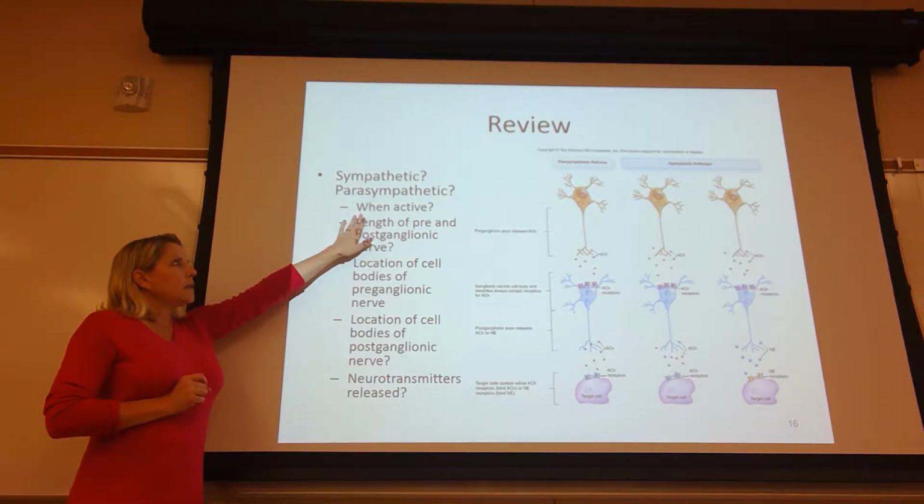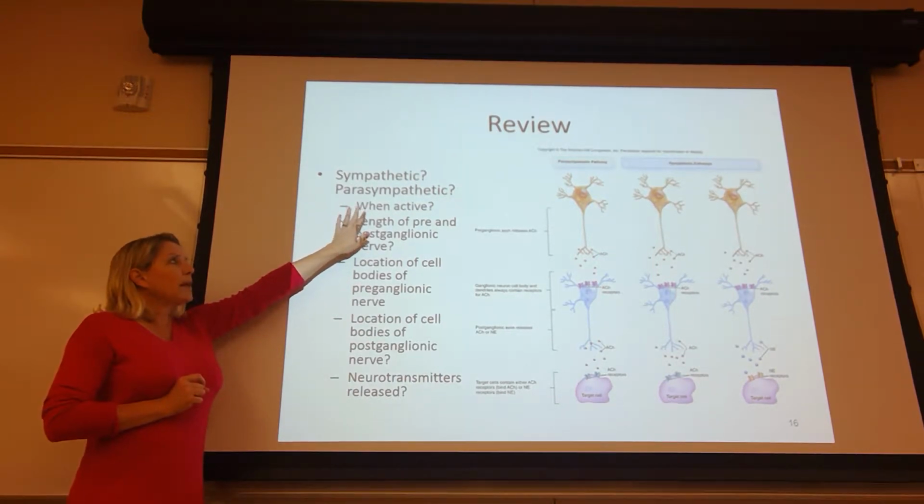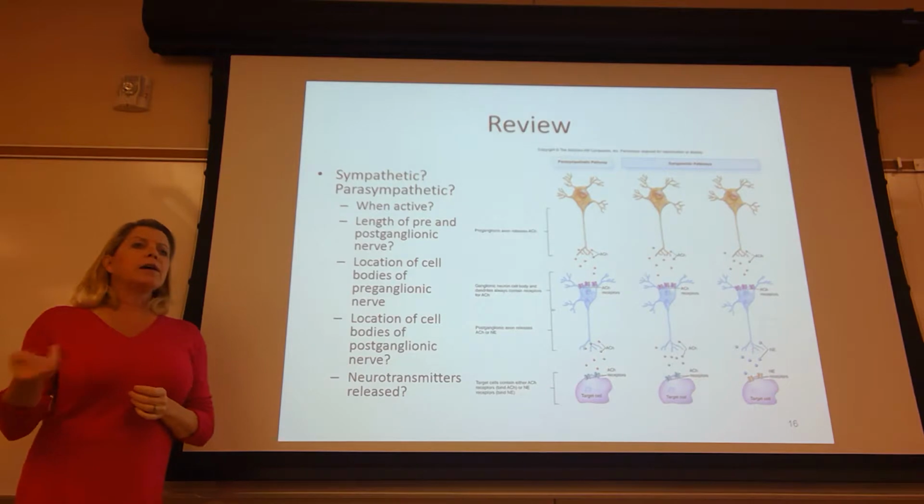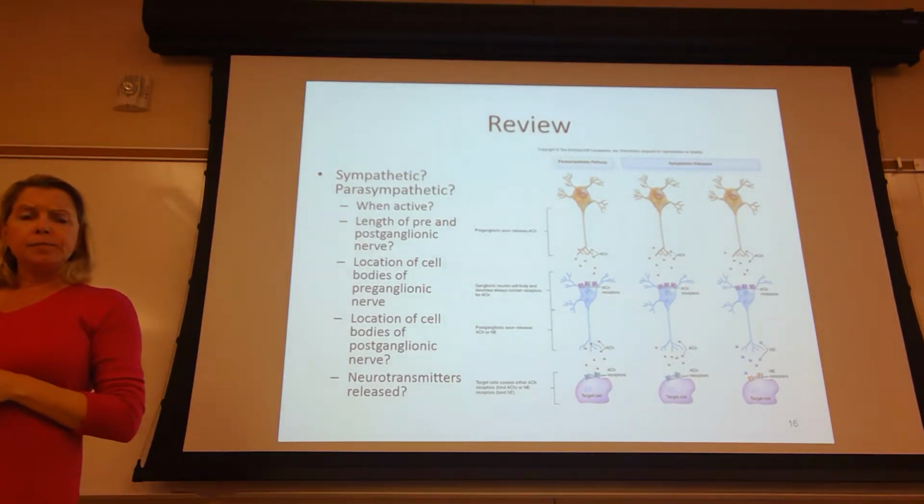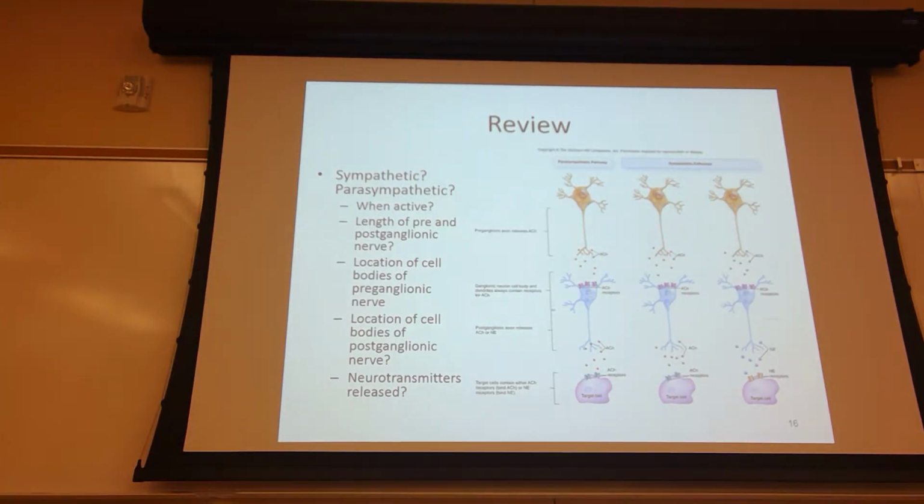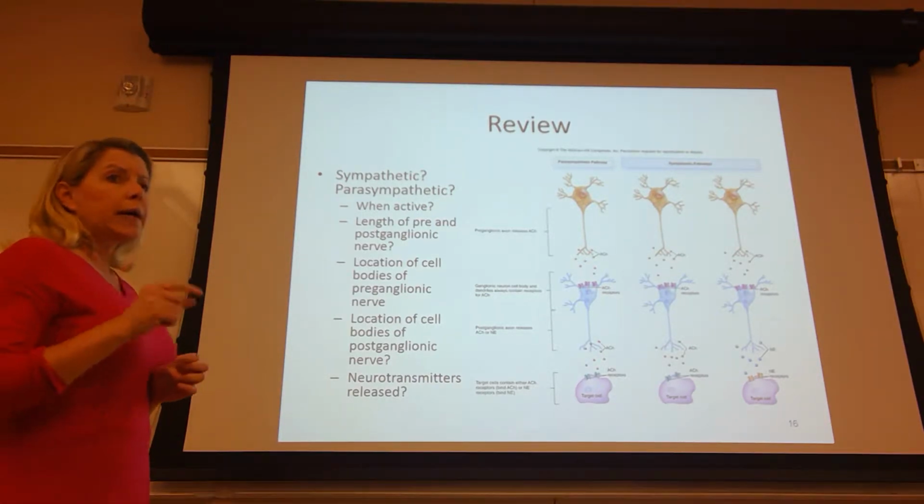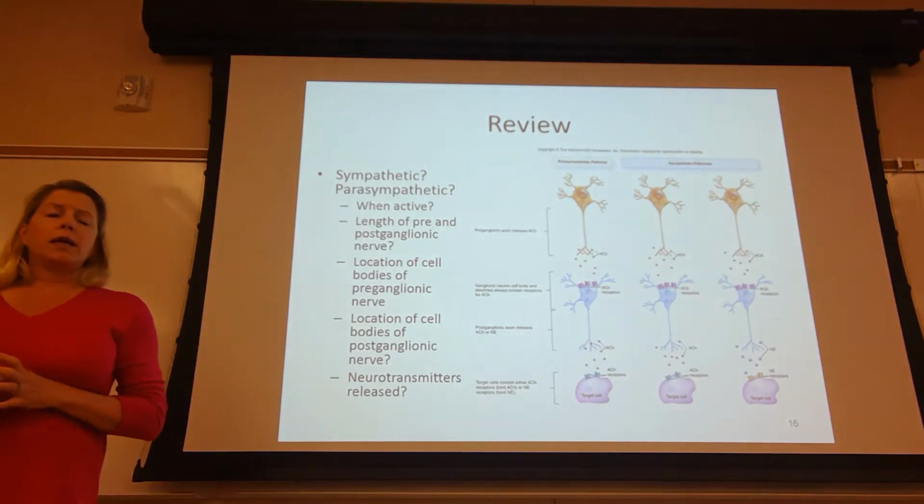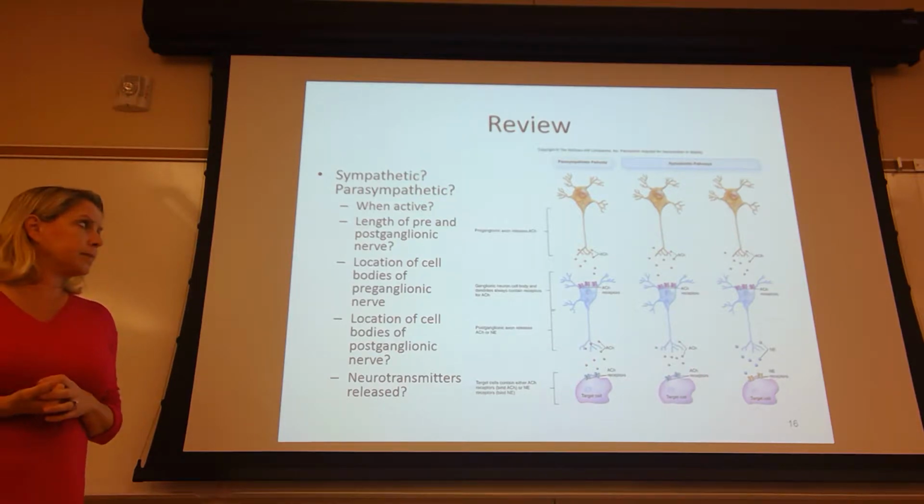They are active all the time. Better question is, when is one more active than the other? The length of the pre- and postganglionic nerve. They are inversely related. The preganglionic neuron for the parasympathetic division is very long. The postganglionic neuron is very short. For the sympathetic division, the preganglionic nerve is very short, and the postganglionic nerve is very long.